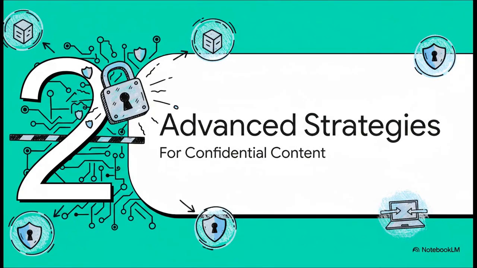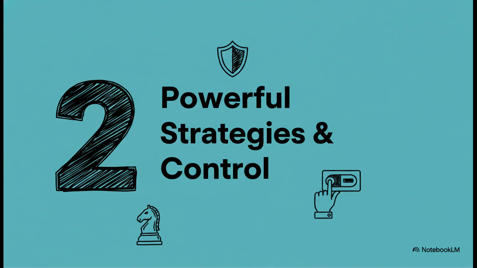Okay, so the default setup is already super secure. But what about those times when you're working on something truly confidential? Stuff where you can't risk even a single snippet of data leaving your machine? Well, for that, there are advanced strategies that give you even more control. For those highly sensitive situations, you have two incredibly powerful strategies at your fingertips. Both of them let you get that high-level strategic help from the AI without ever sharing the sensitive details themselves.